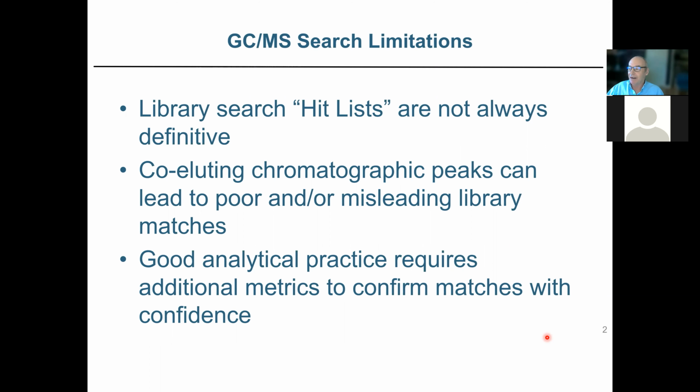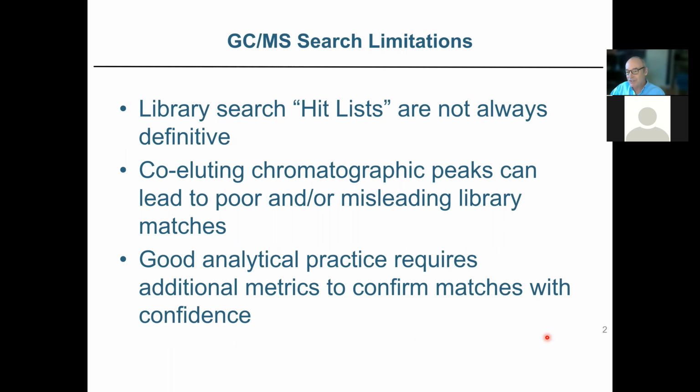Besides the fact that the library search is not necessarily definitive, there are other issues with the chromatography, the primary one being the coelution of chromatographic peaks. If you don't know they're mixture peaks and you do a library search, you're going to get misleading matches, poor matches, and you're not going to understand why. Is it because the compound's not in the library? Is it because it's a mixture peak? Do you have some background leaching from the column, some chemical noise? This is one of the biggest problems in GCMS.